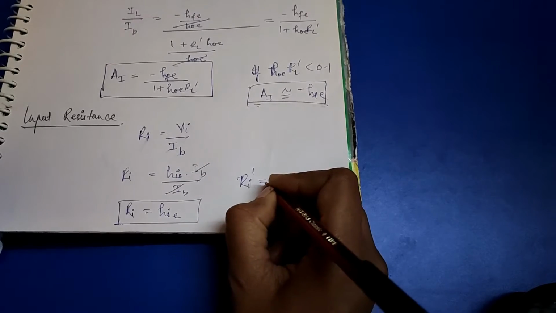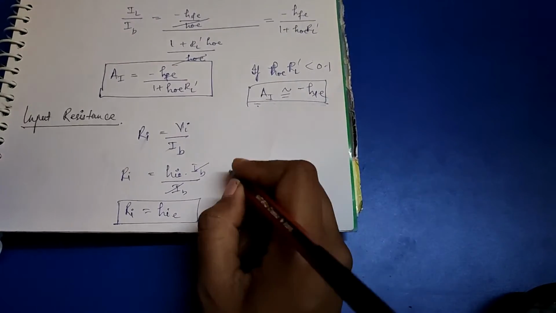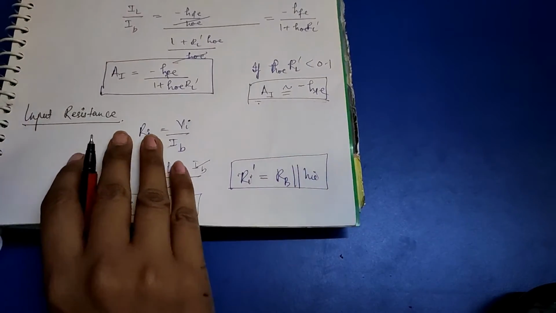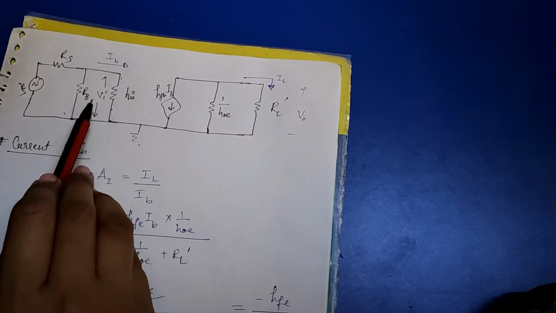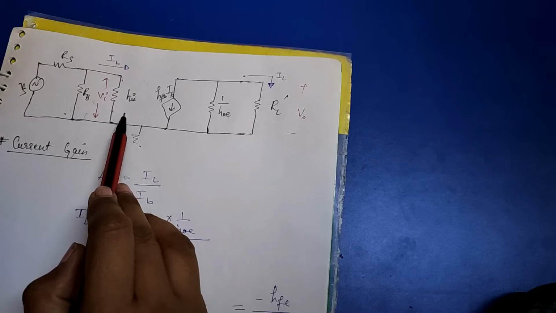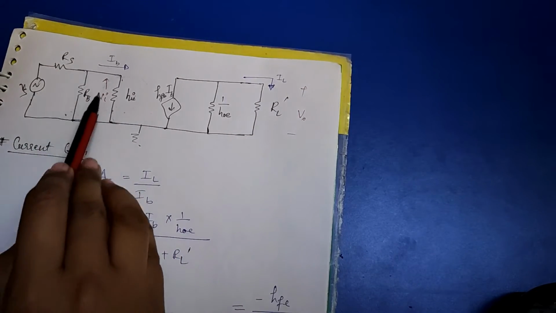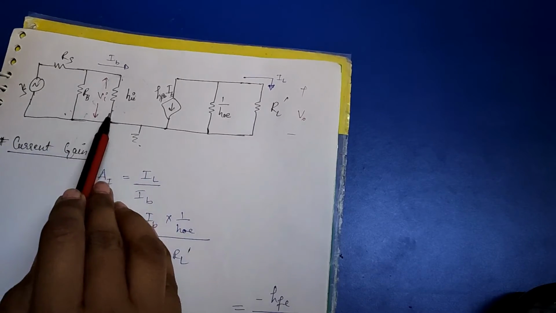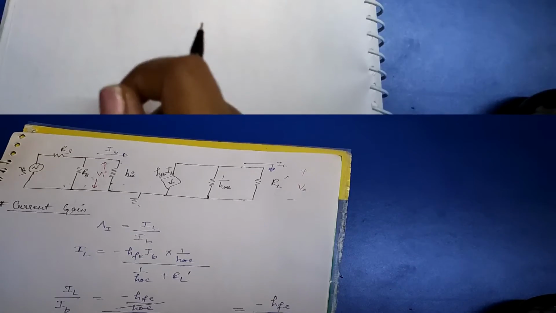and the net input impedance, which I am taking as RI dash, is a parallel combination of RB and my HIE, as you can see from here. From here I am getting this input resistance, and when the input resistance is in parallel with RB, this is the net input resistance. Okay, now the next thing is the voltage gain.